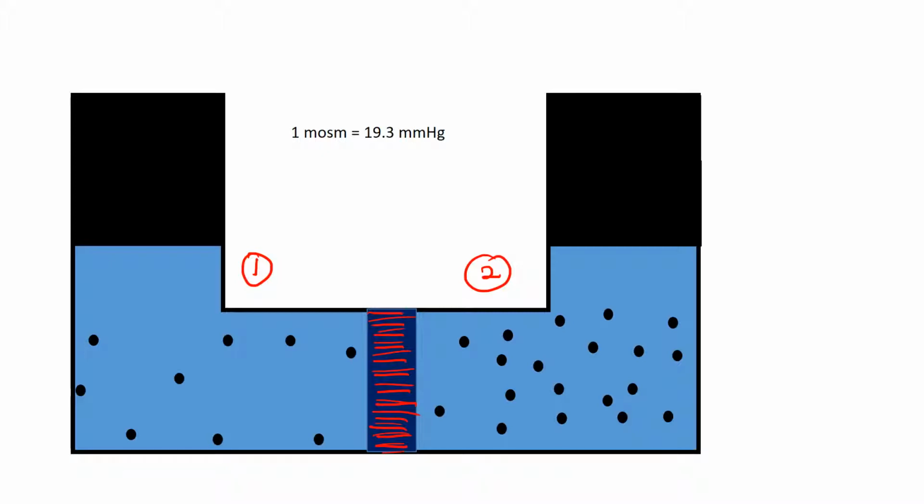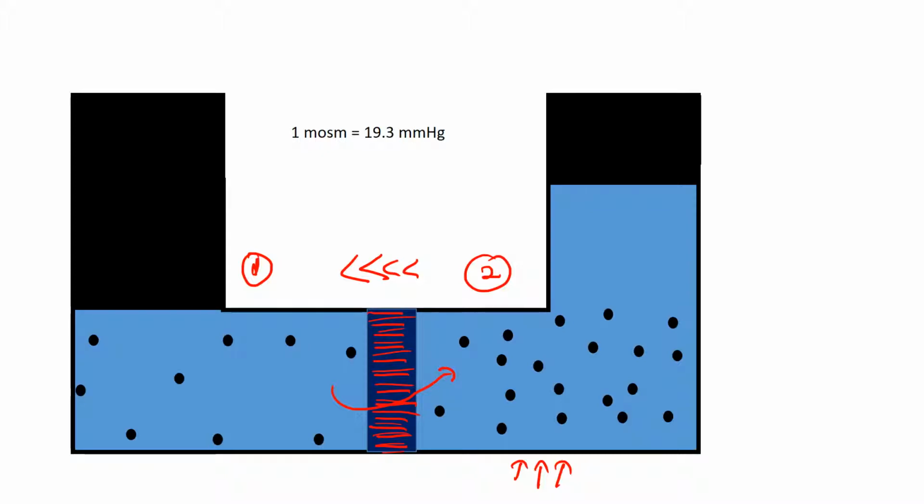Now here we have two chambers, chamber 1 and chamber 2. In chamber 1, the number of particles is much less compared to that of chamber 2. Chamber 2 has much higher particles than chamber 1. Because of this, the osmolarity in chamber 2 is very high compared to the osmolarity in chamber 1. Because of osmotic pressure, the water starts moving from chamber 1 to chamber 2, and there will be some change in the level of water in the two chambers.